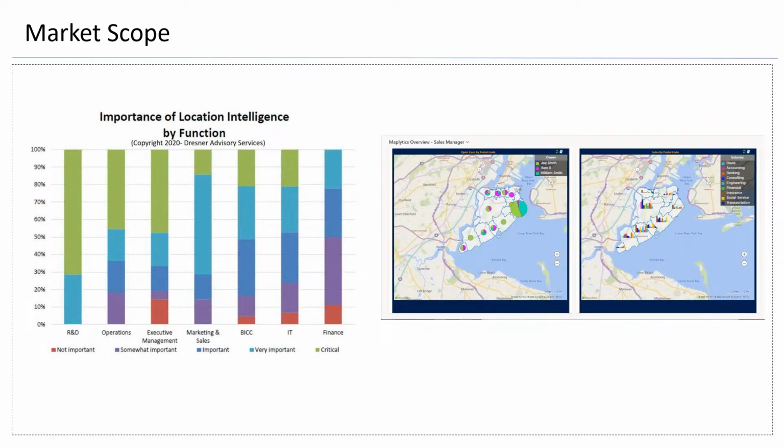Moreover, in any business, locational intelligence is being used by people in various job functions. It's not just limited to the C-level leaders of the company, but also people in R&D, operations, marketing and sales, and many other job functions. And they are utilizing the location information in their day-to-day work.